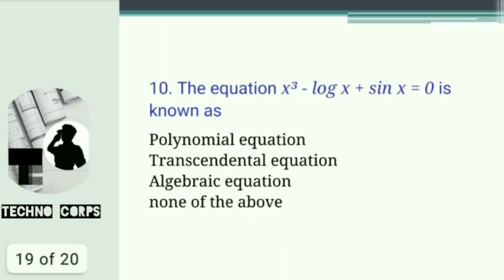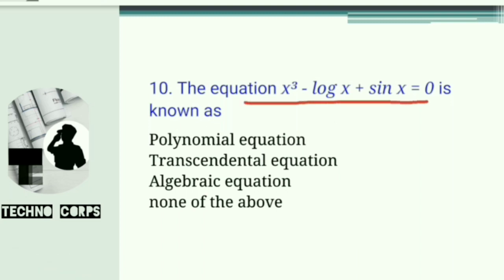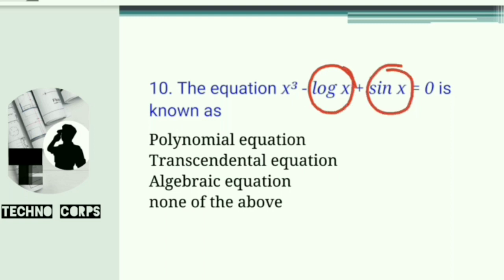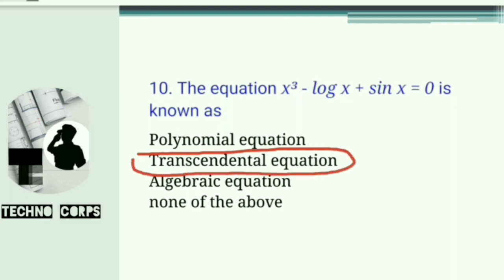Now the last question of this series. This equation is known as, what is the type of this equation? We have covered that topic also, where we have seen the different types of equations. We have two types of equation. First is polynomial or algebraic equation, and second is transcendental equation. Polynomial and algebraic equation are the same equation given two names, and then the transcendental equation. Here we can see the logarithmic term, the sinusoidal term, all these terms are there. That means it is an example of a transcendental equation. So that is the correct option for this.